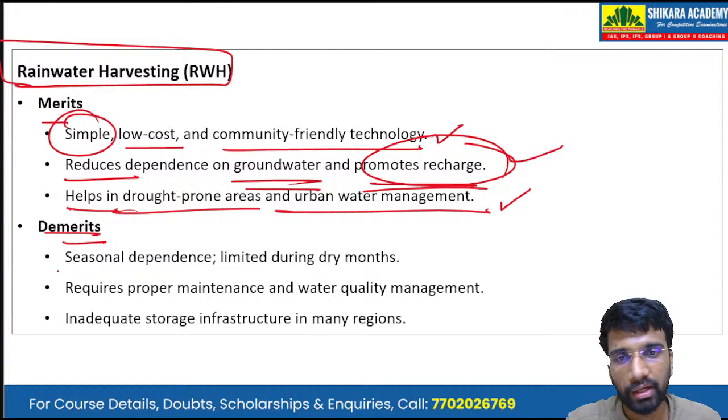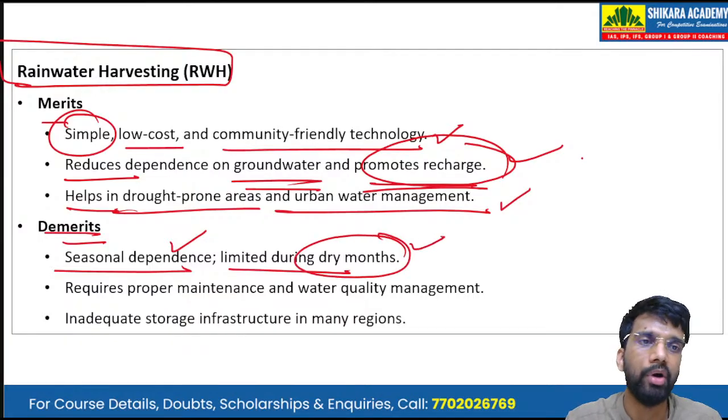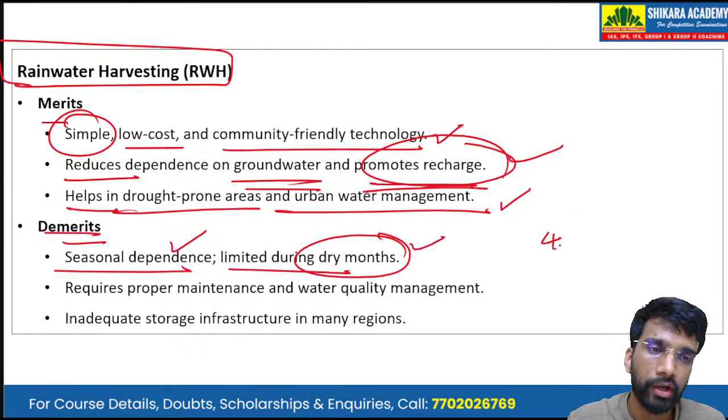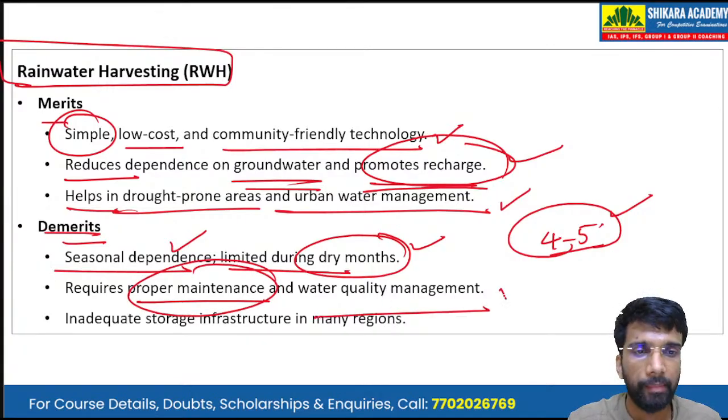The demerits are that it is season dependent. Particularly in India, we receive most of the rainfall during the months of monsoon, and this is limited during the dry months. For around 4 to 5 months we get rainfall in India, and the other months are relatively dry. It requires proper maintenance and water quality management. Third is the inadequate storage infrastructure in many regions.